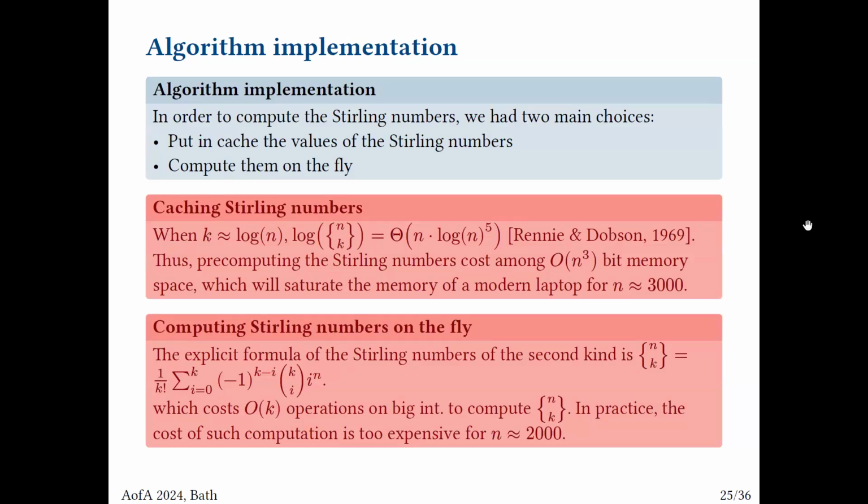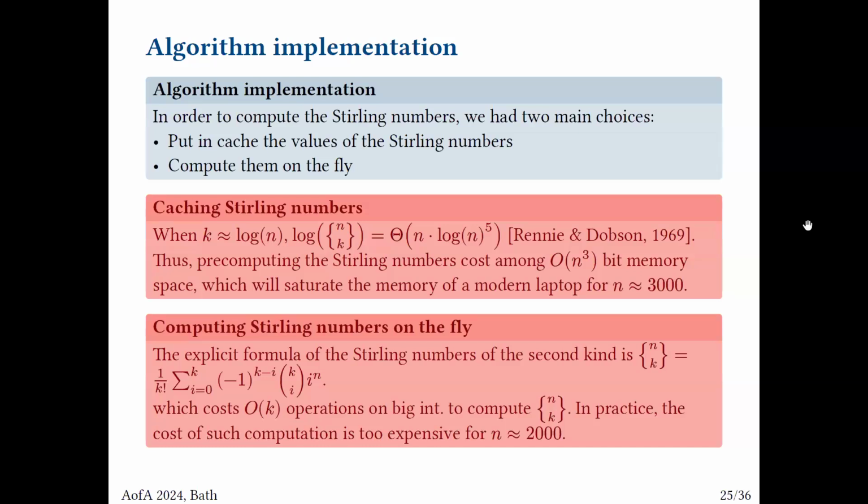The main problem of our algorithm is to manage the Stirling numbers of the second kind. There are 2 main choices that we can make. In order to compute them, we can memoize them by storing them in cache, for example. But Stirling numbers of the second kind are of the order of n to the n, and storing the entire Stirling matrix will be too expensive when n is around 3000, as it will saturate the memory of our computer.